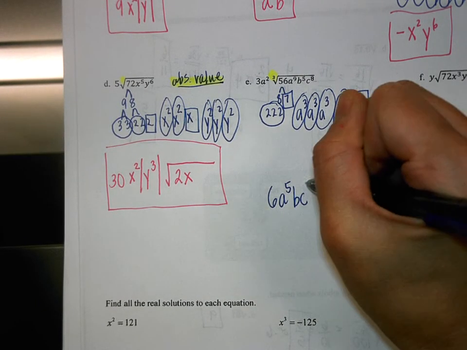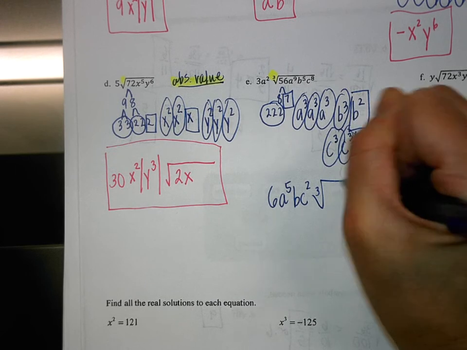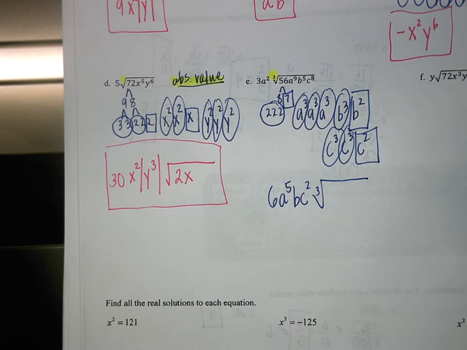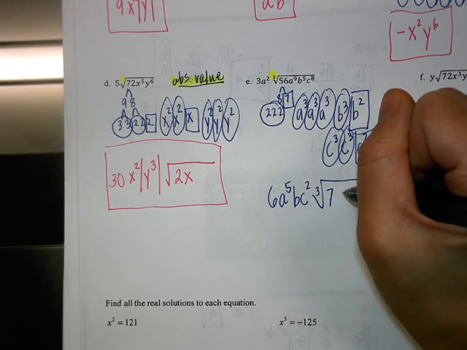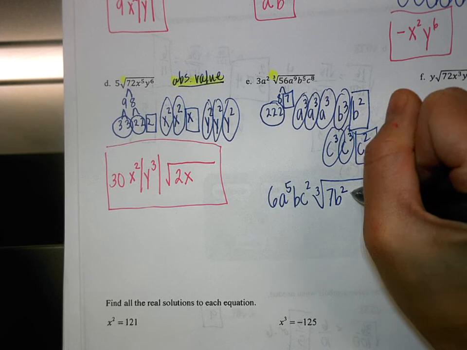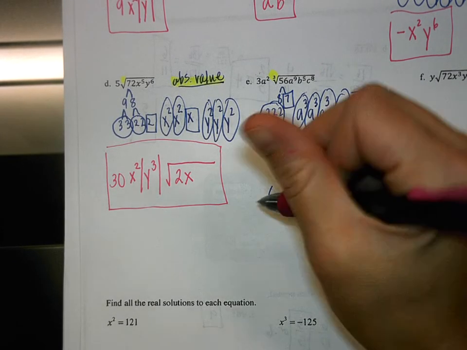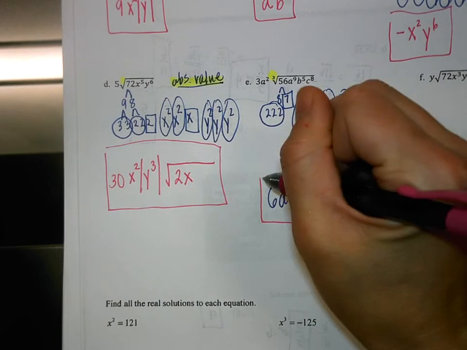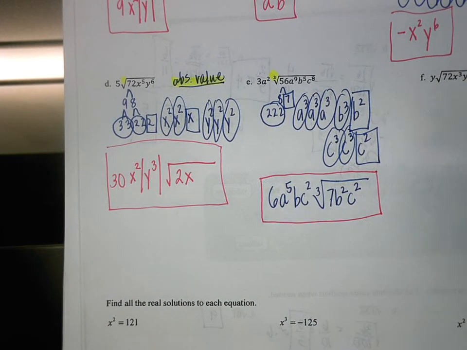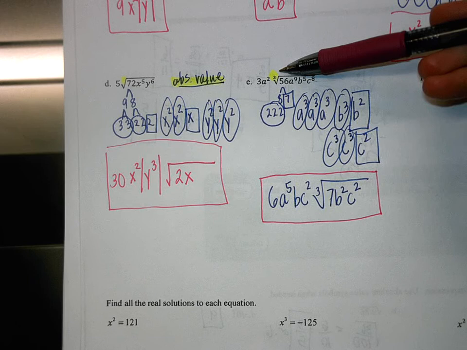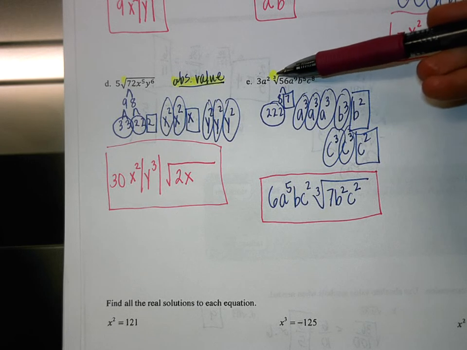And then C's will be... good. And then we have to write the cubed root and what is left over inside? 7. B squared, C squared. And again, I don't have to worry about putting any absolute values here because my index is a 3. Anytime that's odd, we're fine because we can get negative answers and be okay.